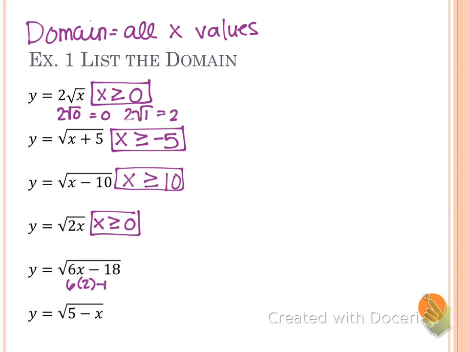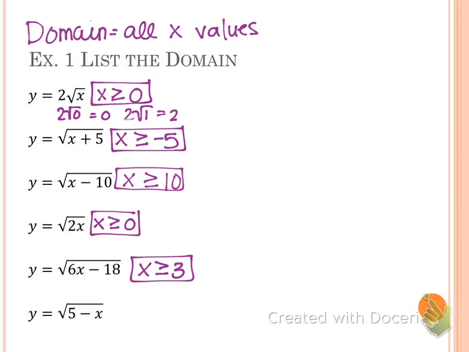6 times 2 minus 18. 12. 12 minus 18 is negative 6. So I know, still not working. All right, I'm going to go bigger. 6 times 3 is 18. 18 minus 18 is 0. So as long as whatever I plug in for x is bigger than or equal to 3, then I know that's my domain. So x has got to be greater than or equal to 3. Okay? And lastly, now look at this problem.